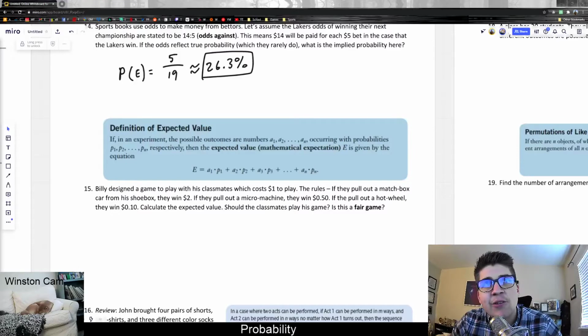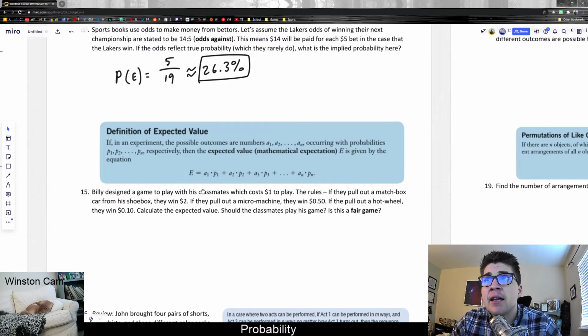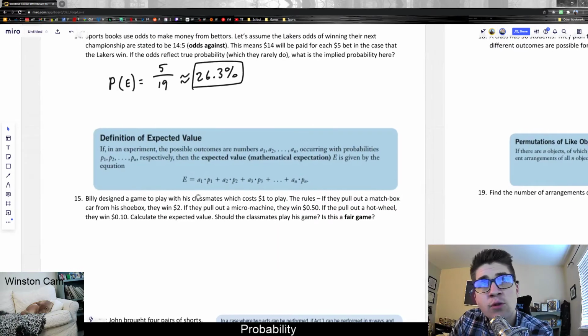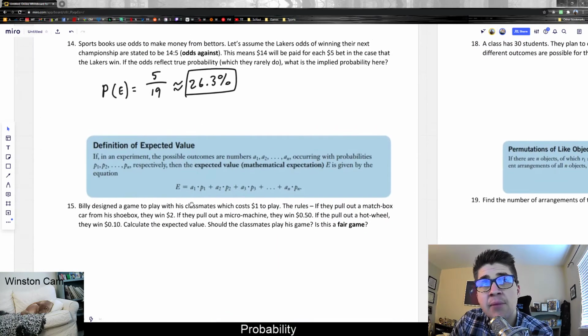Expected value is a calculation which tells us, if we look at all the potential outcomes of an experiment or some sort of probability situation, what we are most likely to have happen. Expected value can be useful in games, like with gambling and odds.